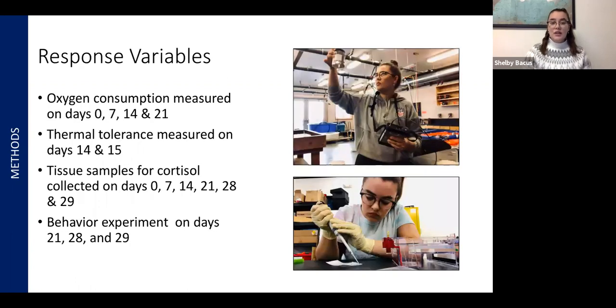Over the 29 days, we conducted multiple experiments, starting with numerous oxygen consumption assays, which we later can use to calculate the metabolic rate of Lania. We also conducted a thermal tolerance assay on days 14 and 15, and we collected numerous tissue samples so that we could later calculate cortisol levels in these samples at our laboratory here at the UAF main campus. And lastly, on days 21, 28, and 29, we conducted 3 different behavior experiments.